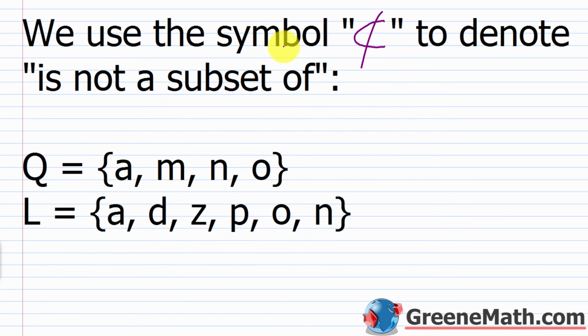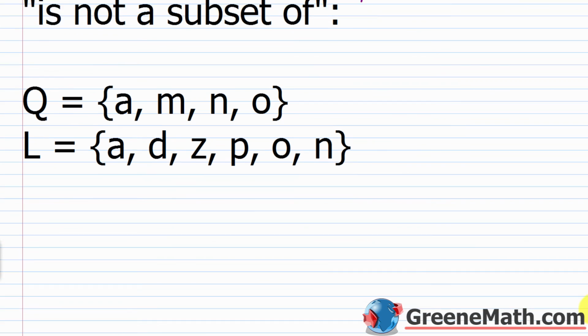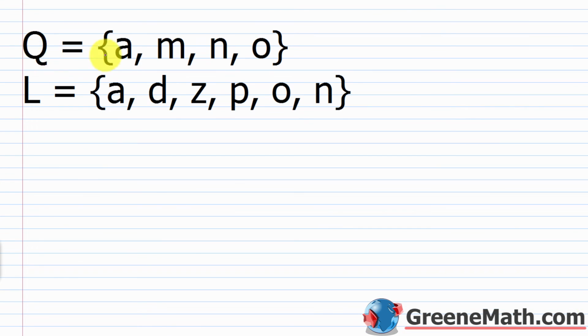All right, so we use this symbol here to denote "is not a subset of." It's just the proper subset symbol with a line drawn through it. As an example, we have these two sets. We have Q, which has A, M, N, and O. We have L, which has A, D, Z, P, O, and N. So we'd ask the question, is Q a subset of L?